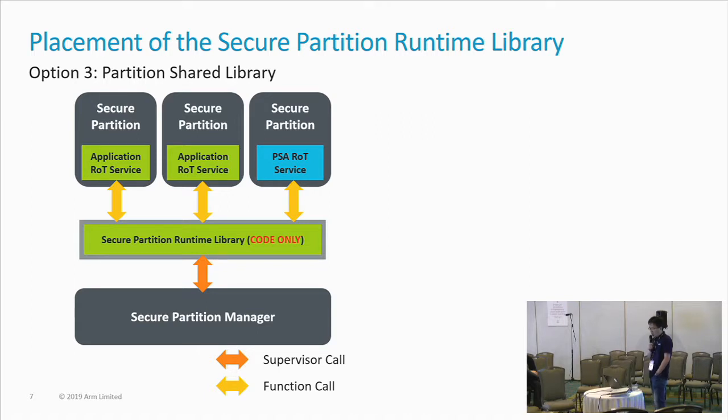In this method, the secure partition library is code only, with no writable globals in it, and all the private data should belong to the secure partitions. So it also meets the solution requirements we just mentioned. The main characteristics of this method are these. The first, it is fast and efficient. Only some interfaces, only some functions that need to call the service from SPM will involve a supervisor call.